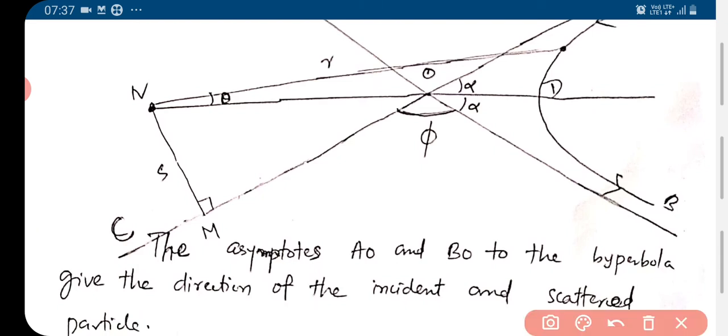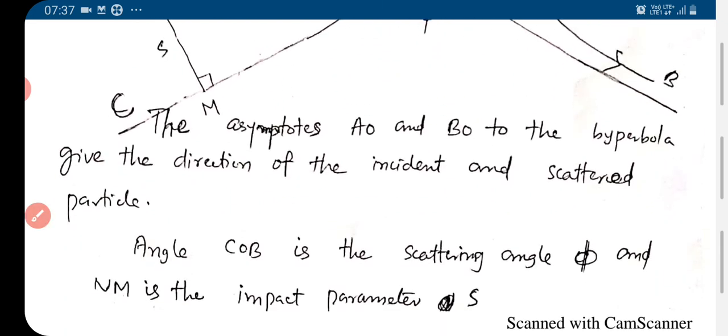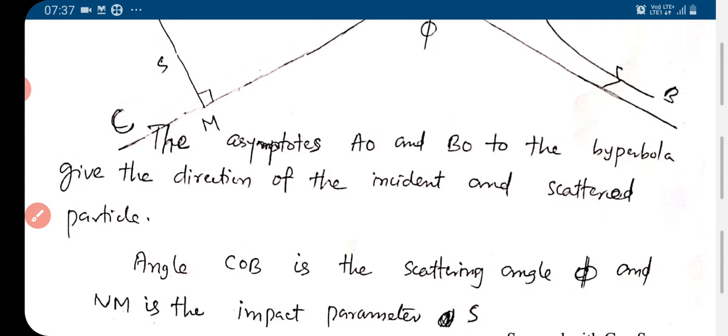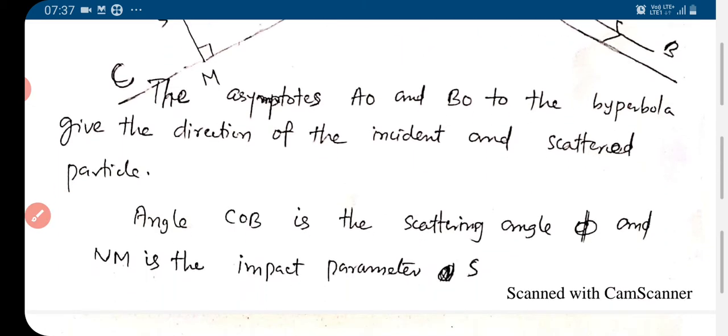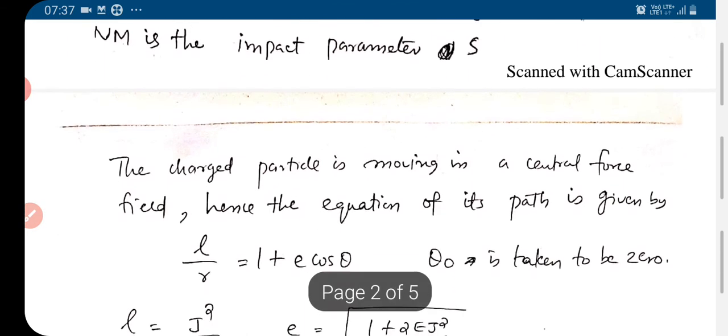Angle COB, this angle, is the scattering angle, and this NM is the impact parameter, the perpendicular distance from the nucleus, from the center of force, to the initial direction of motion. That perpendicular distance is the impact parameter, which is s.